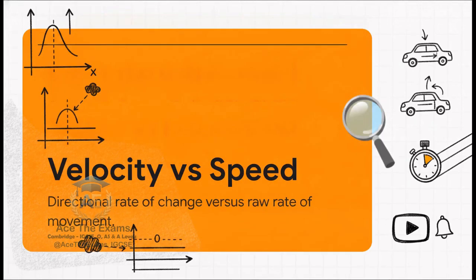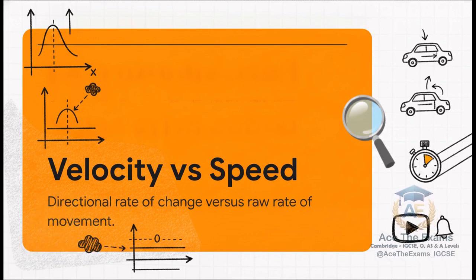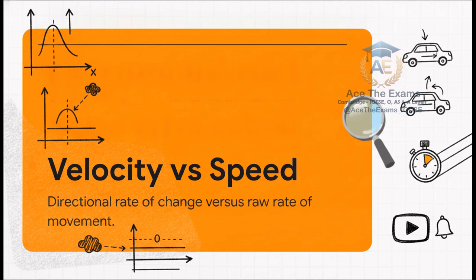Moving deeper into the theory, we hit what I like to call the holy trinity of kinematic graphs: velocity, speed, and acceleration. You absolutely have to know the difference in your bones. Speed is your raw rate of movement. It's just how fast you are going, regardless of where you are headed. Velocity is your directional rate of change. It's speed, but with a specific direction attached to it. And acceleration is the rate at which that velocity is changing. Are you speeding up? Are you slowing down?